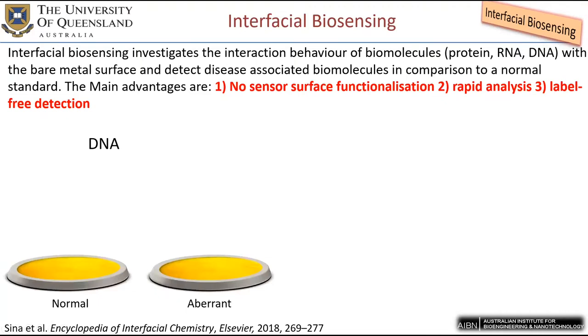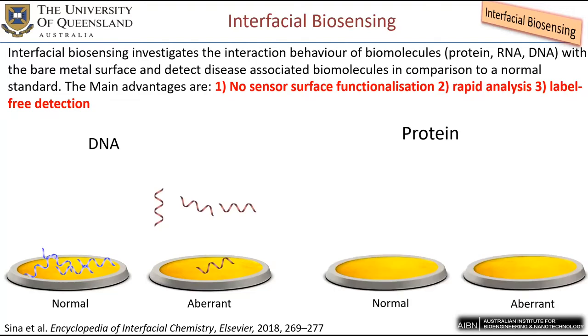We know that during disease progression, biomolecules undergo changes in their molecular structure and three-dimensional conformation. That's why these biomolecules carry disease signatures, and that's why they have different physicochemical properties and different adsorption towards the gold surface. For example, normal DNA has a different adsorption behavior than cancer DNA or aberrant DNA. This is the same for protein as well. You can have different biomolecular adsorption properties for normal versus cancer DNA.